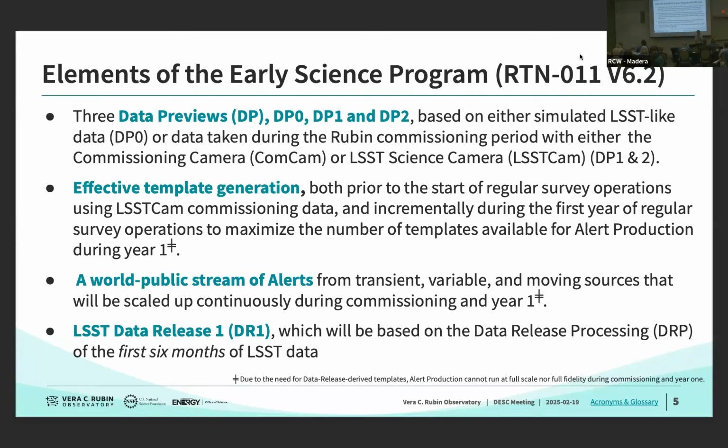Template generation prior to the start of survey operations and using LSST-CAM commissioning data and incrementally generated during the first year of operations. Effective template generation is to support the third bullet, which is a world public stream of alerts. Alerts are based on difference image analysis. Difference image analysis requires templates, so we need to build up the templates before we can do any sort of alert distribution or alert production. And this effective template generation is to try to maximize the number of templates we get early using commissioning data and using year 1 data to try to ramp up that stream of alerts before the start of the survey.